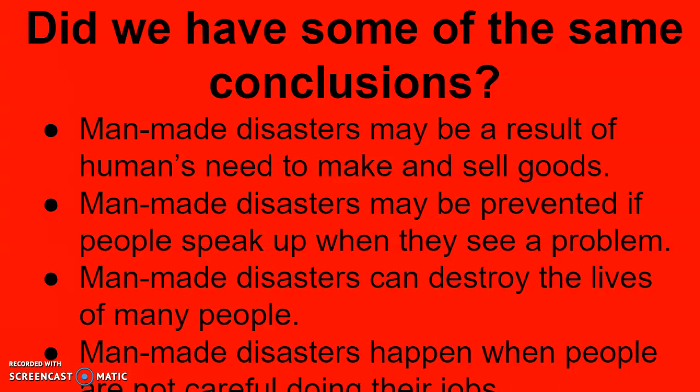The fourth one, man-made disasters happen when people are not careful doing their jobs. I'm thinking about that tank again in Boston with the molasses and how they hastily put together the tank. Hastily meaning they did it in a quick hurry without enough effort, and then we know what happened to the tank over time. So those people were not careful, and they did not put enough effort and time into doing their job correctly, and it caused a horrible disaster.